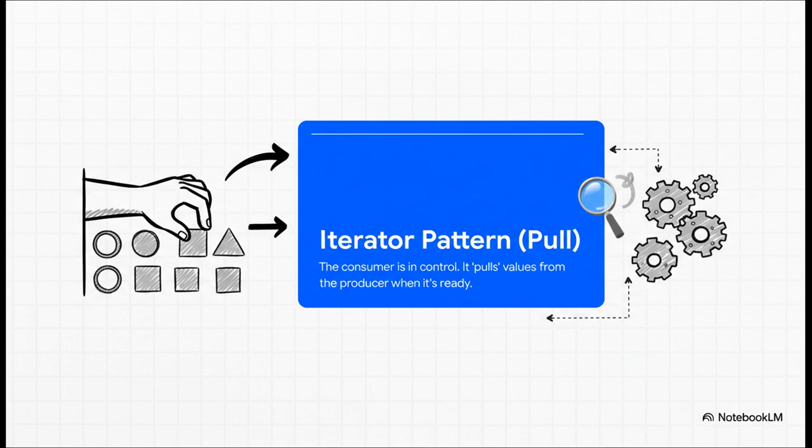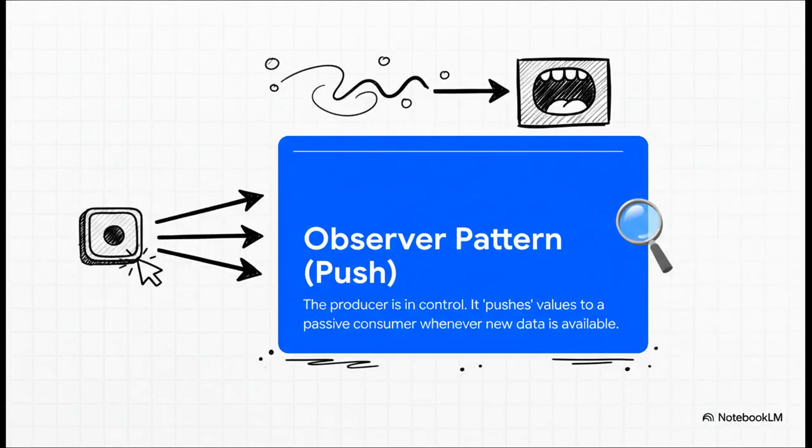The data itself, the food, it's just sitting there, totally passive, waiting for you to ask. And on the flip side, you have the observer pattern. This is a push system. And yeah, the pizza delivery analogy is spot on. You've placed your order, and now you're just waiting. The pizza place, the producer, is the one in control. They decide when the pizza's ready, and they push it out to your door. All you do is react when it shows up.